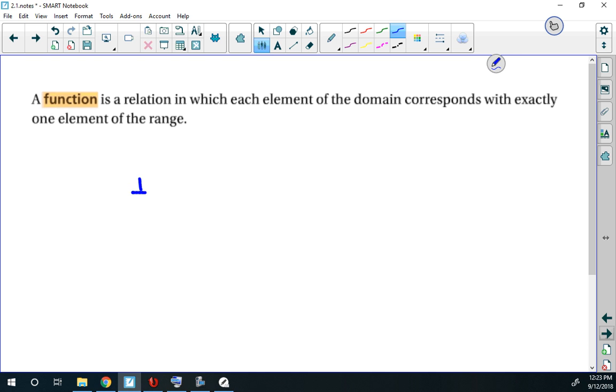Remember when we did this map thingy, we had the input and the output like that? Suppose we have a 2 and 2's mapped to 5. That particular element of the domain corresponds to exactly one element of the range. However, what happens if I have 2 corresponding to a 6 also? What happens the second I do that? It's not a function anymore.